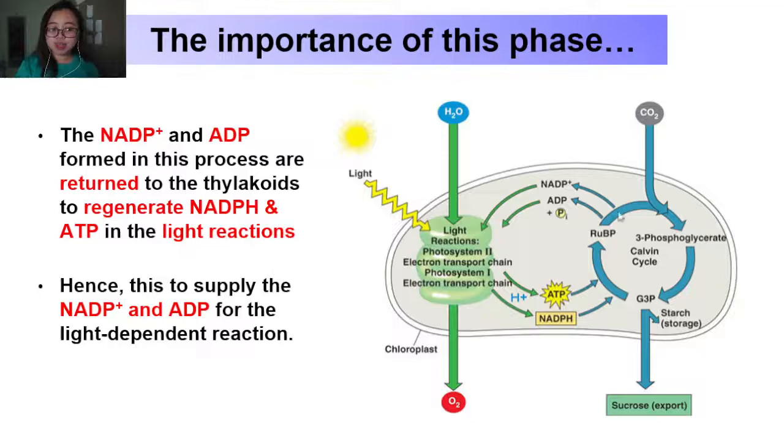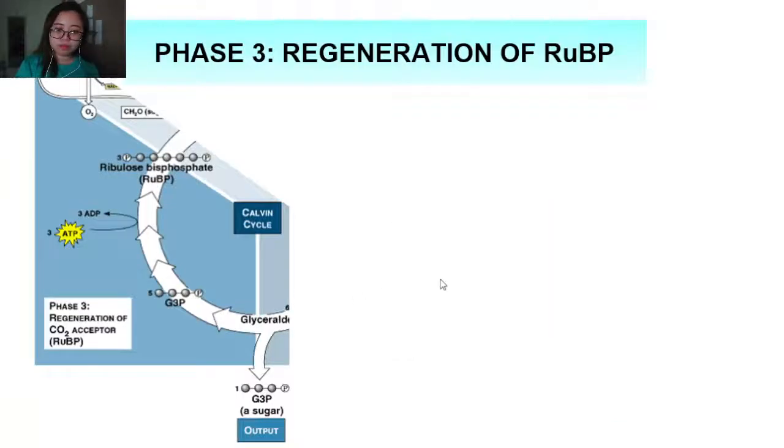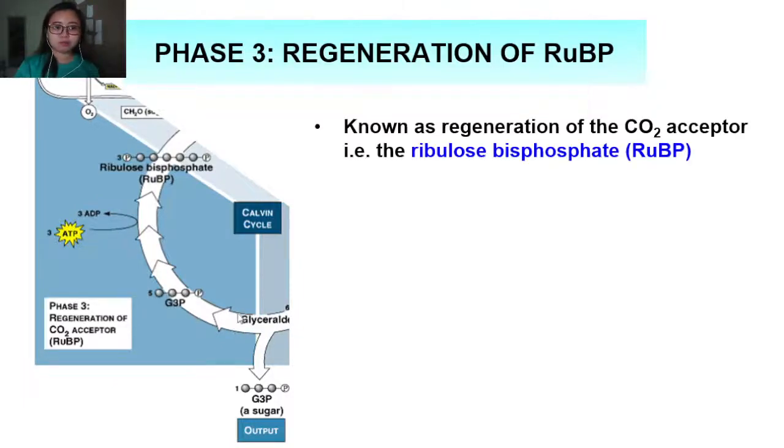Hence, the use of this phase of Calvin cycle is to supply more NADP plus and ADP for the light-dependent reaction. Okay, itu saja selingan. And then sekarang kita balik kepada Calvin cycle. Kita cakap pasal fasa ketiga, the regeneration of RUBP.